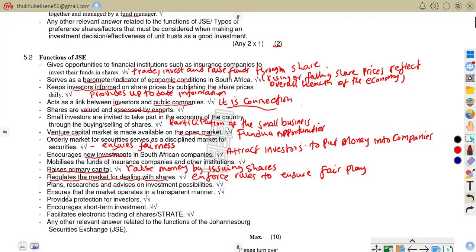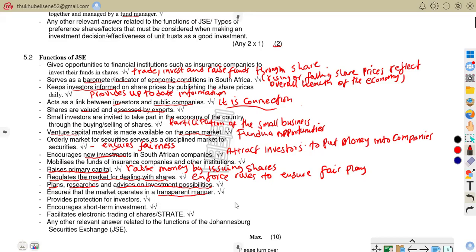Now we are moving on. It says it plans, researches, advises on the investment possibilities. That is that. So it provides research, forecasts, and guidance for investors. So it's going to do what? Research, forecast, and also give what? Guidance to the investors.